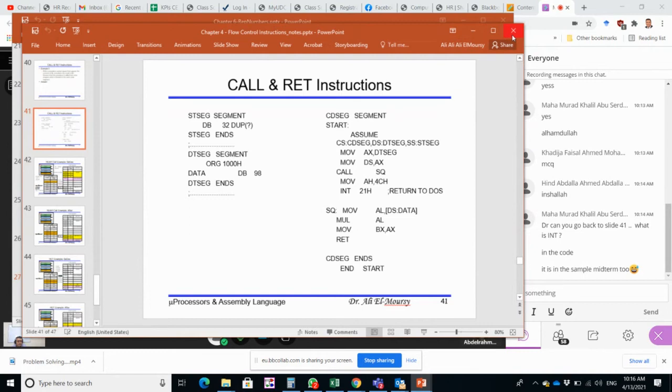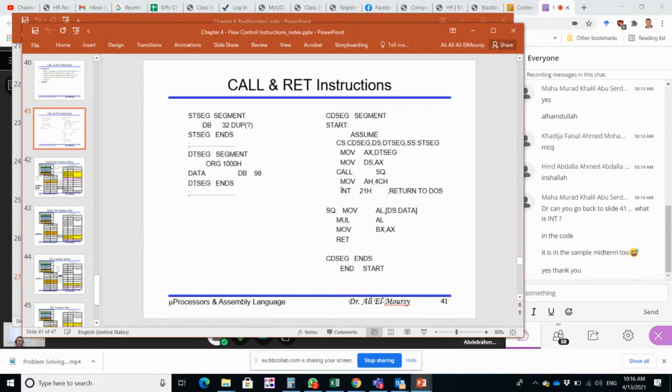Yes, int is just an indication that the code is done, the end of the code. This is an indication for the end of the code, no more. So your code is ending here. Int 21 or int 3 is indicating that the code is done. You finished your code. It's an indication for where the code ends. Okay?